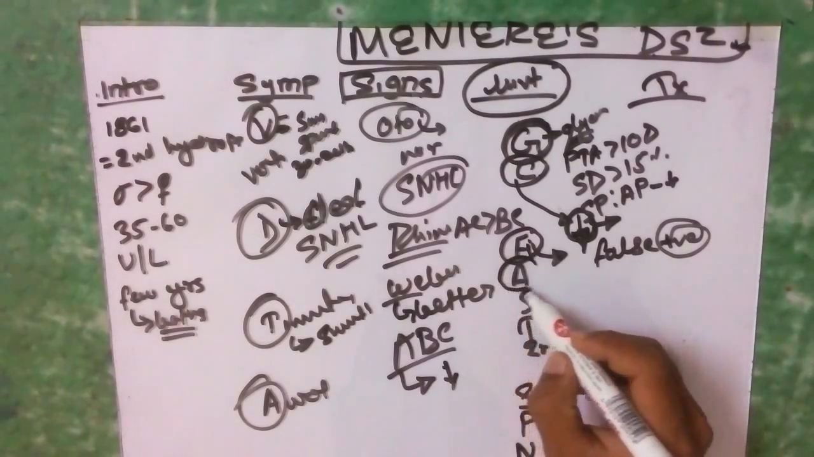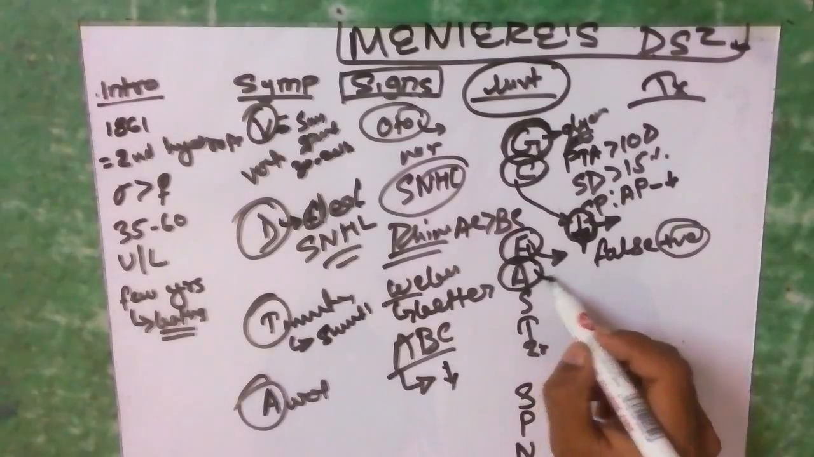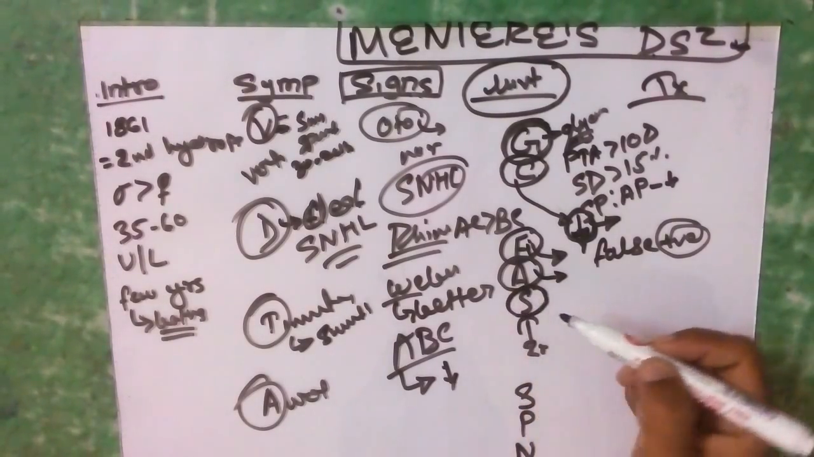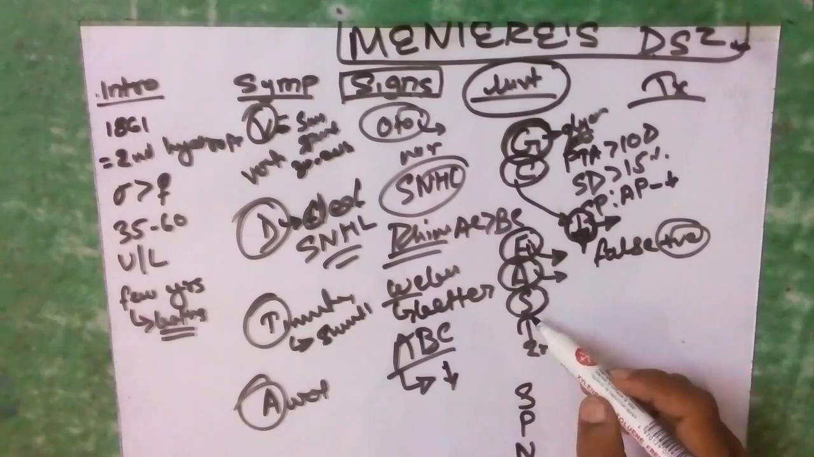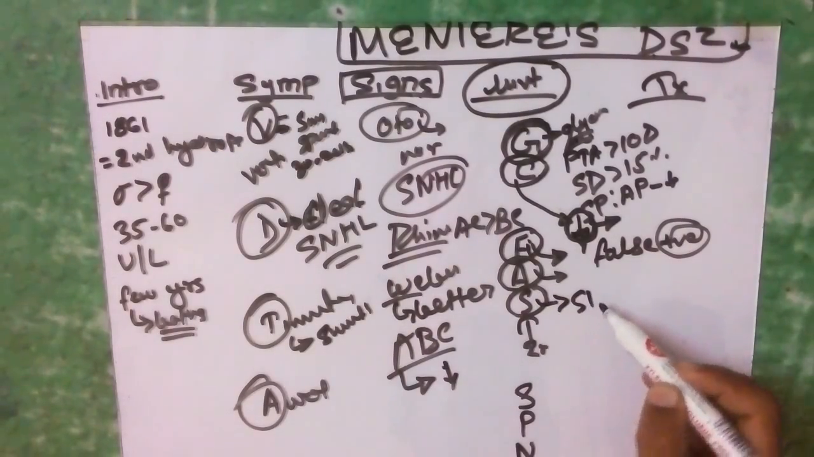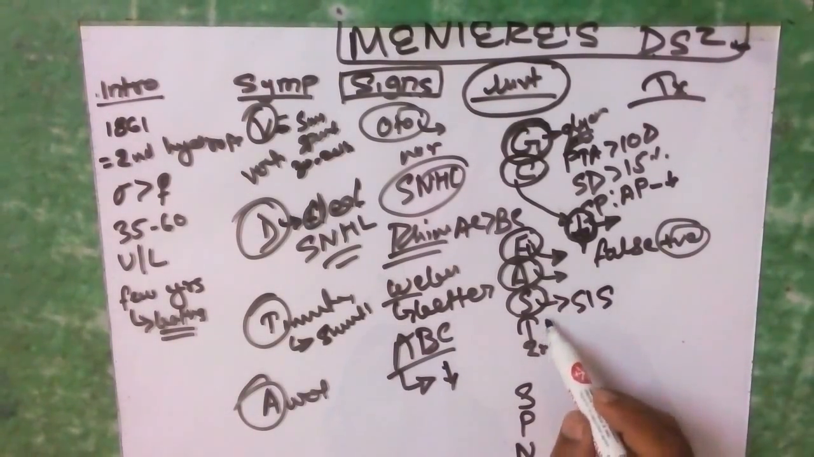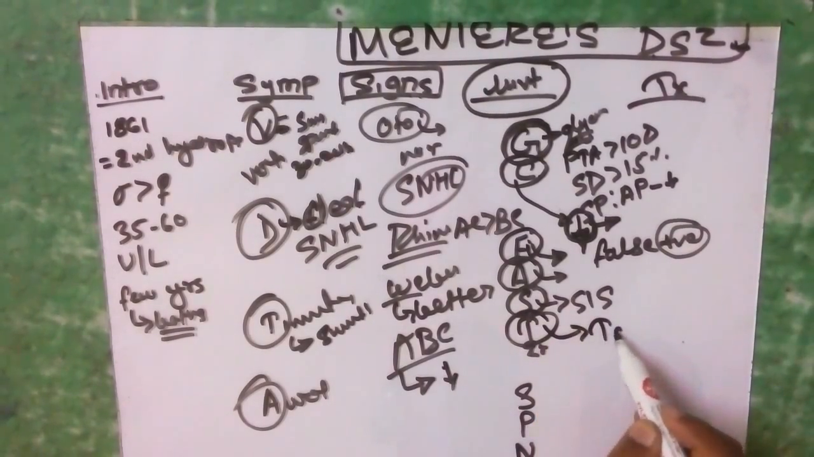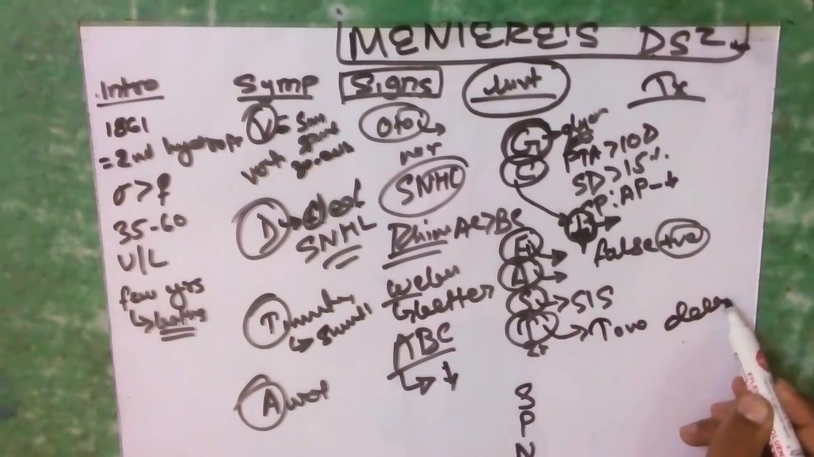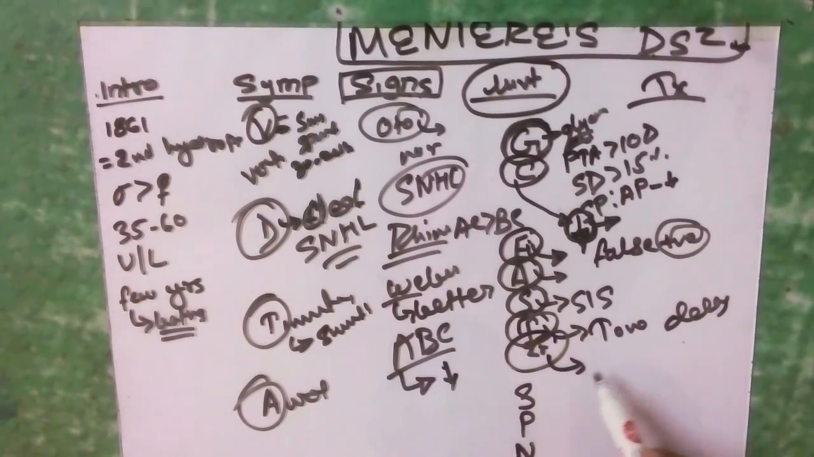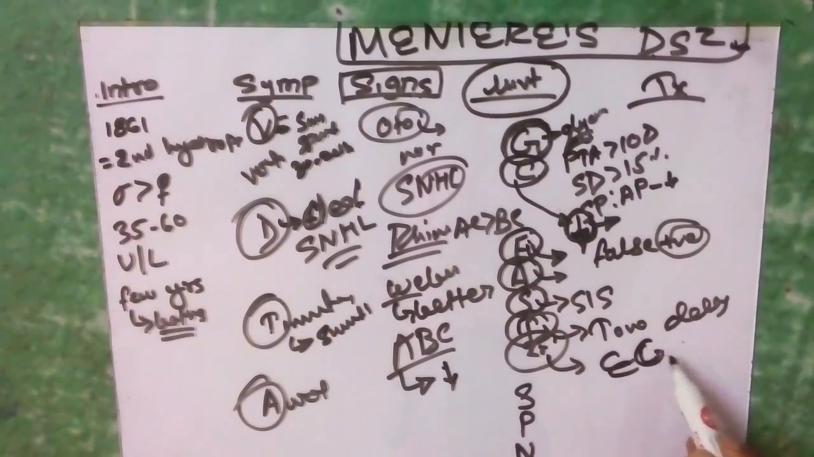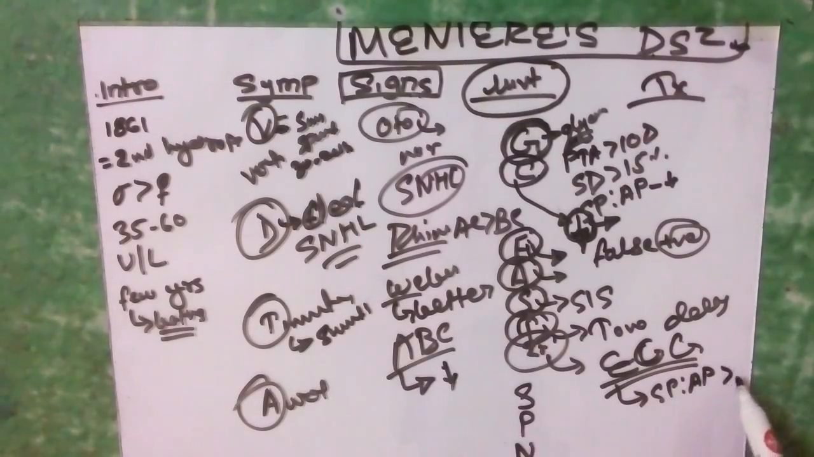Now coming to audiometric tests. This is for the recruitment test, like SISI, short increment sensitivity index, this is the tone decay test, and this is electrocochleography. Electrocochleography shows the ratio of summation potential to action potential has become more than 30%. So this is also very diagnostic.